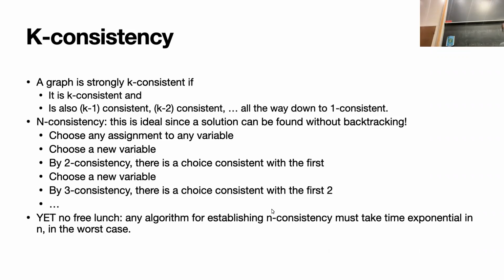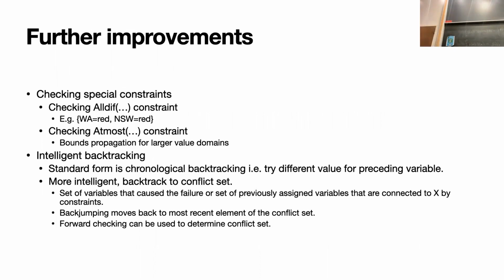Now, this all sounds great, right? But there's no free lunch. Any algorithm for establishing N-consistency must take time that's exponential in N, right? So there are these nice properties, but we're not really getting there. There are further improvements that we can make for constraint satisfaction problems. We are not going to necessarily get to all of this, but we're going to talk about some interesting problems in the last part of the class.